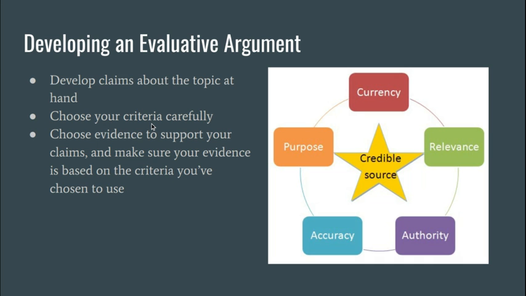Once you've developed your criteria, and sort of what am I going to look at to help me decide if this thing is doing a good job or not, right? That's the criteria. Then you'll need to choose evidence to support your claims. And of course, we want to make sure that our evidence and the criteria match up, right? So for instance, if we're looking at what makes a source credible, some of the criteria we can use are these things here: currency, relevance, authority, accuracy, and purpose.